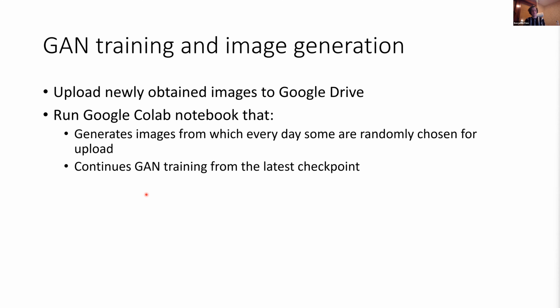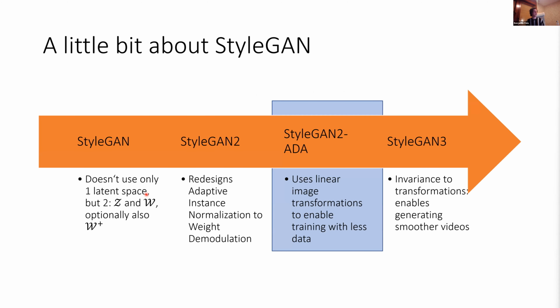The generative adversarial neural network that we use in this project is StyleGAN, and StyleGAN had its own kind of history. In our case, we use StyleGAN 2 ADA, but it started way before that. StyleGAN is a generative adversarial network that enables you to manipulate images in a very linear way.